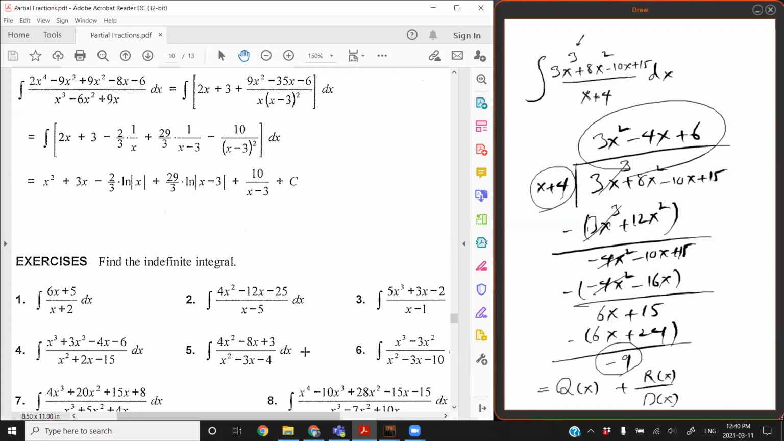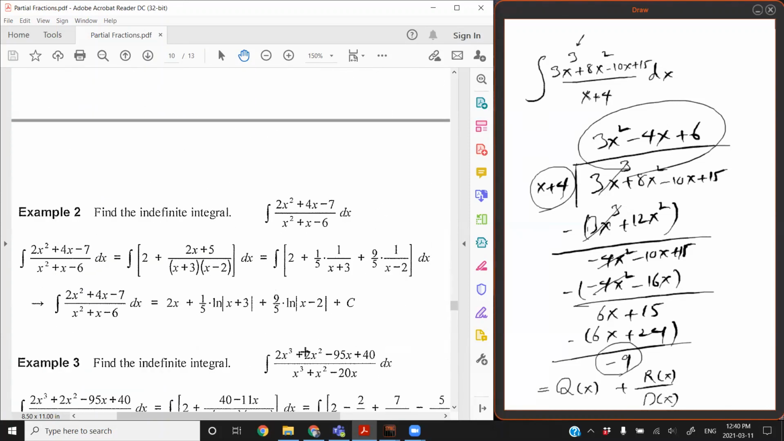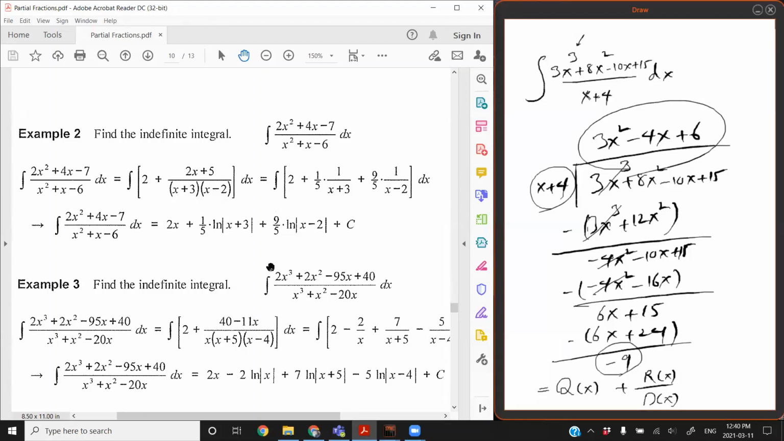Example, the rest of the examples are all the same. It needs long division. So here, when you do the long division, you're going to have 2 as the quotient and 2x plus 5 as the remainder over this divisor. Yes, and the divisor can be factored more.